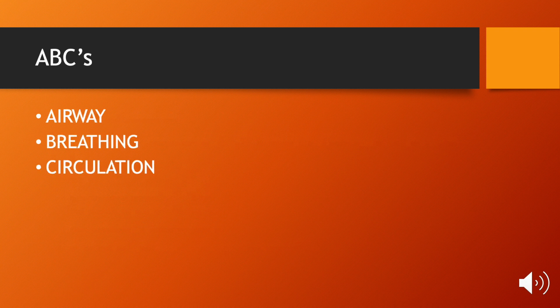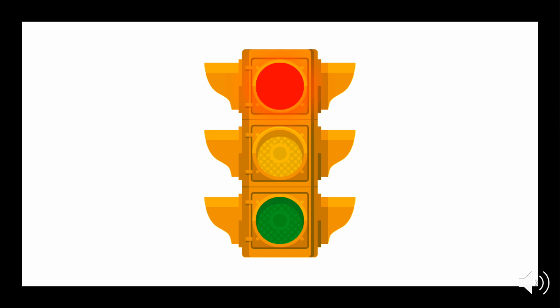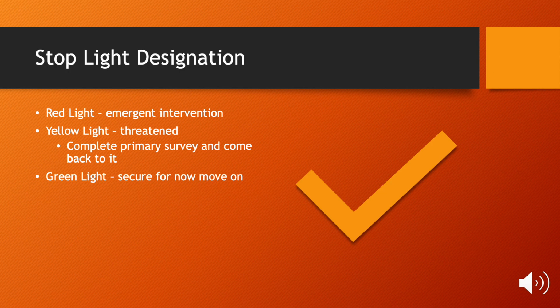ABC stands for airway, breathing, and circulation. I like to use the traffic signal model for this, just so I can rapidly assess what I'm thinking about each of the components. The stoplight designation is red light means you need an emergent intervention. Yellow light is a threatened component, meaning you can complete the primary survey and come back to it, but it's definitely going to need to be addressed. Green light means that's secure for now and you can move on.